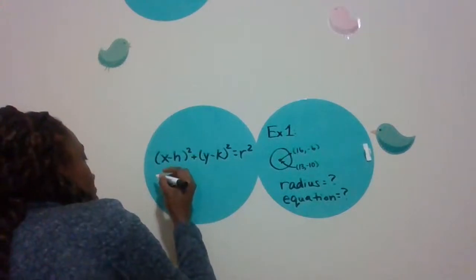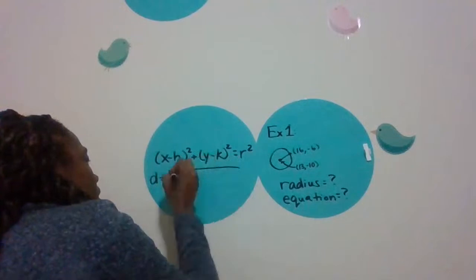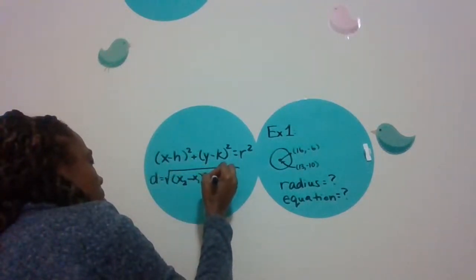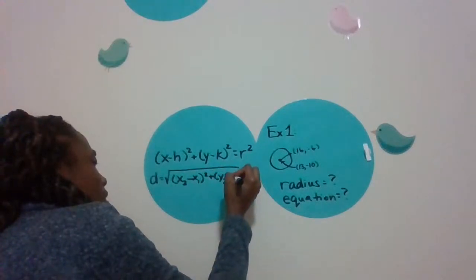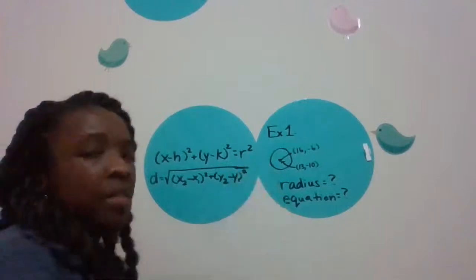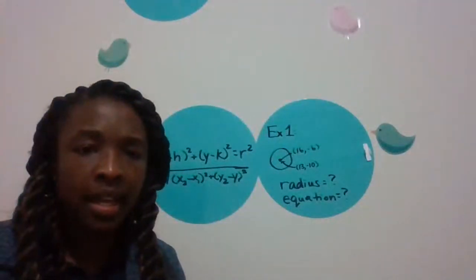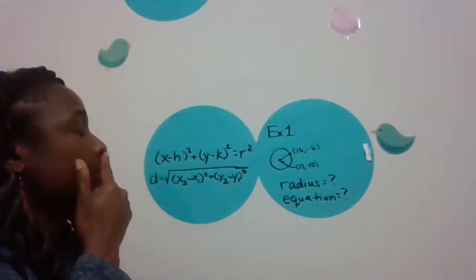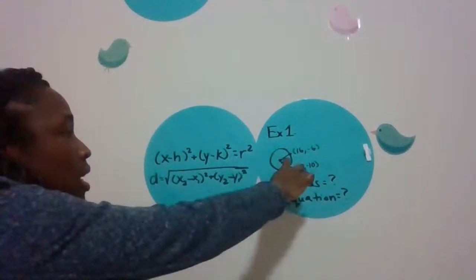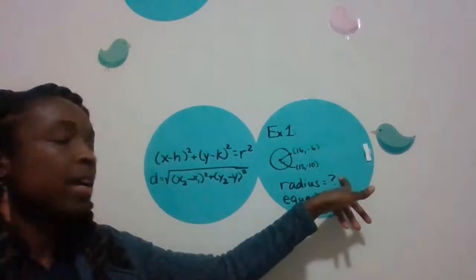So just to remind you of that, x2 minus x1 squared plus y2 minus y1 squared, and you take the square root of it. We just can't do, of course, Pythagorean theorem here because we're not on a coordinate plane where we can just draw this triangle out here. So we'll need to find the distance between the center point and the point of the circle. And that would tell us the radius.